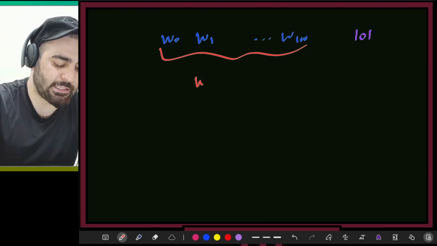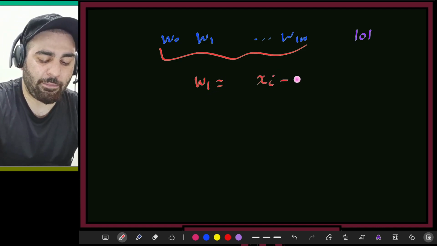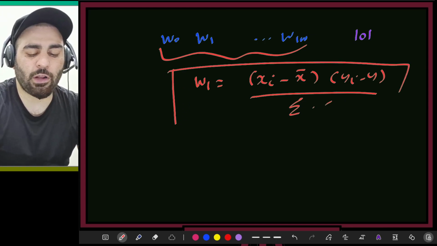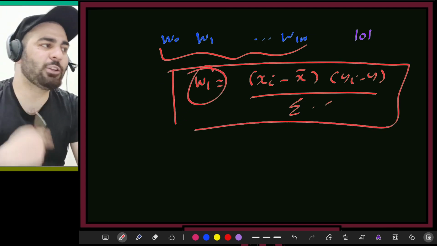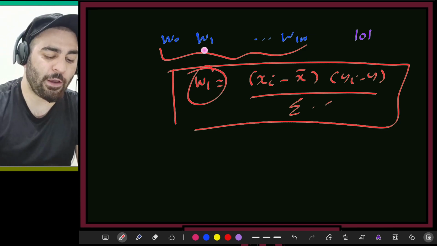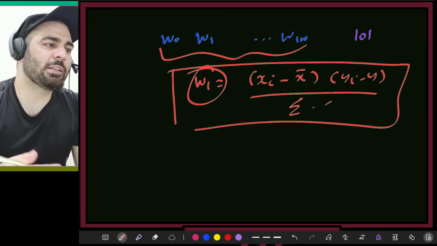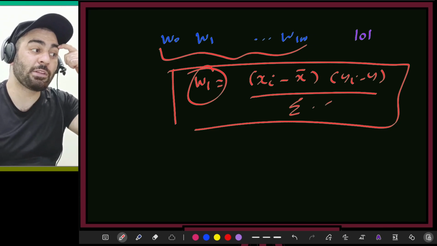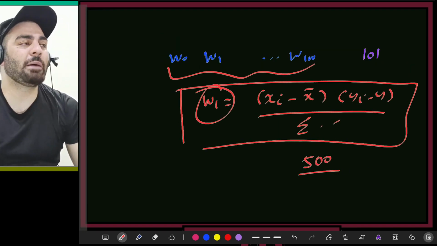Let's suppose the equation is something like this: w1 is equal to the summation of xi data point minus x bar into yi minus y bar, divided by a summation of something like this. For all data points, you will go through all data points and then find w1. You will go again through all data points and find w2. If you have 100, you will go 100 times through the whole data in order to compute this. This is just a single example, and sometimes the features can be, let's suppose, 500 features, so it becomes computationally heavy.